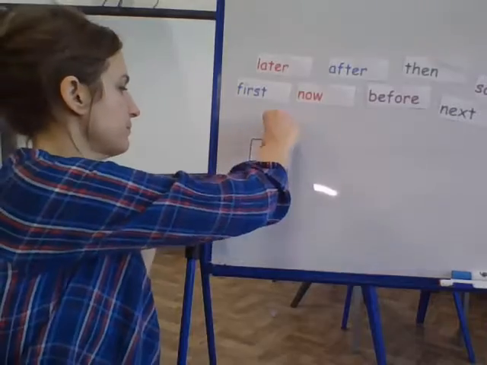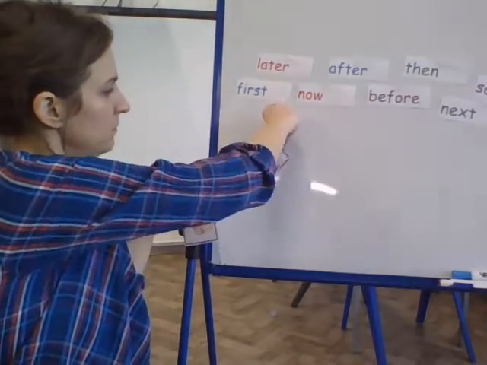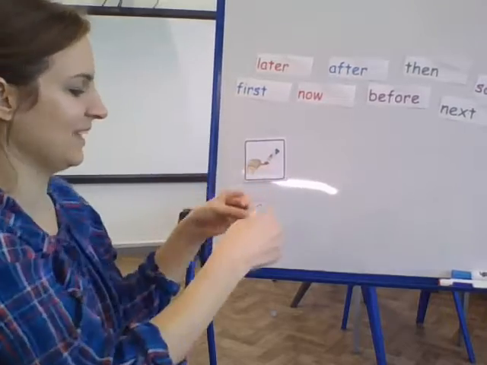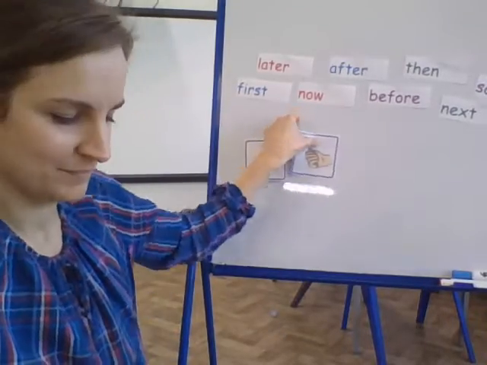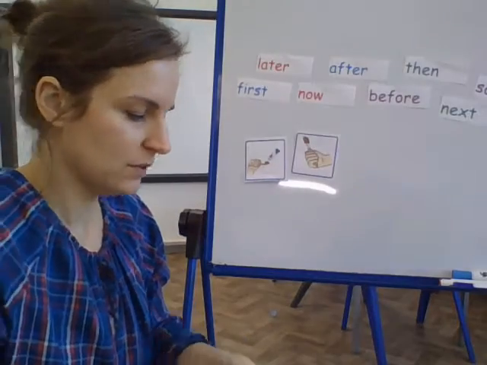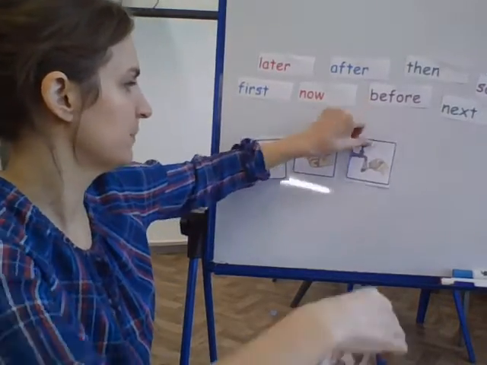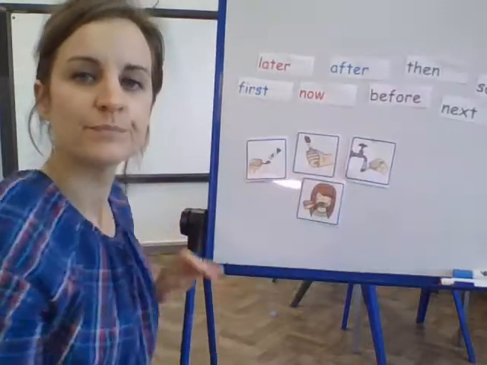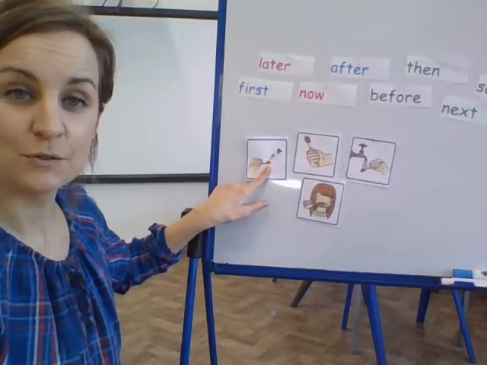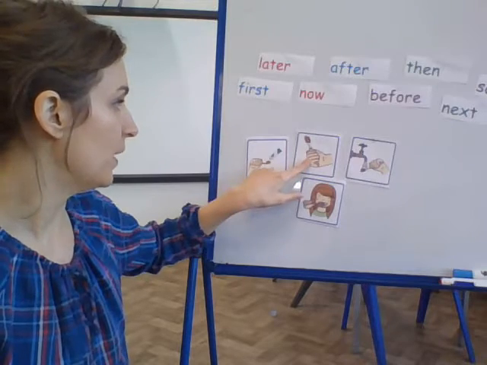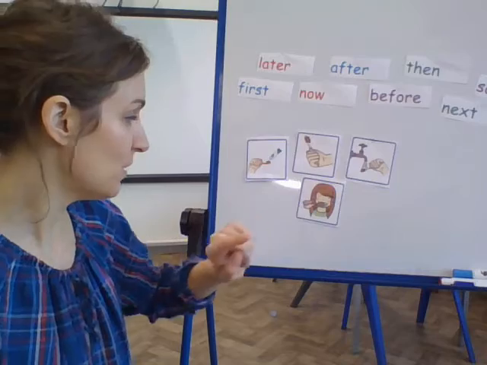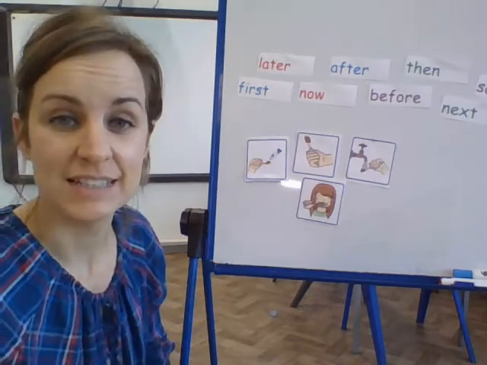So, where did that go? That way. Mrs. Hutt's getting all tangled up. Here we go. We've got 4 pictures and they're all jumbled up. So we've got a picture here of someone putting some toothpaste on a toothbrush. We've got someone getting their toothbrush. We've got someone putting water on their toothbrush and somebody brushing their teeth.